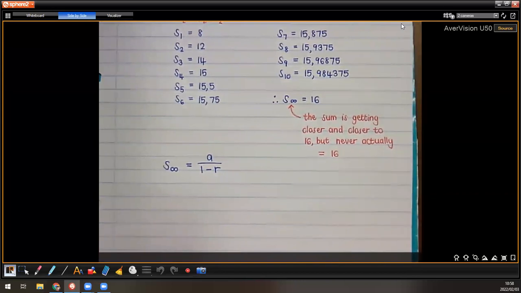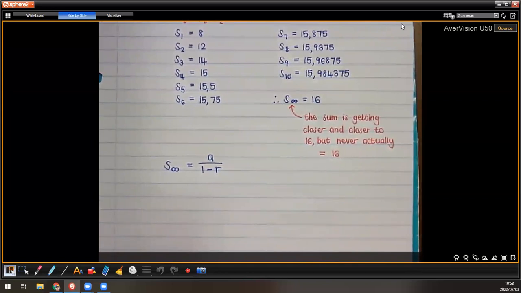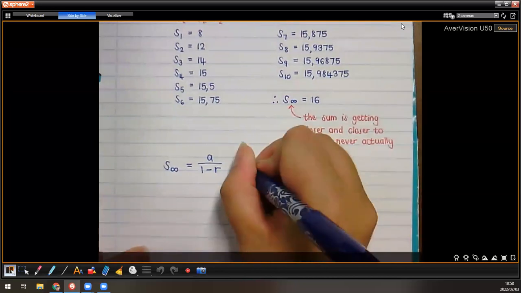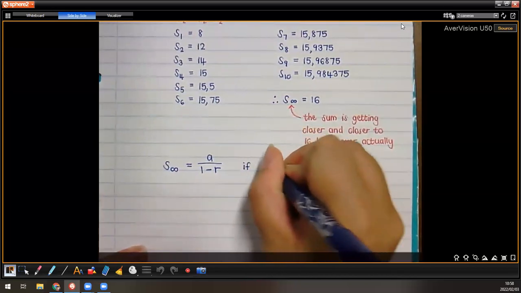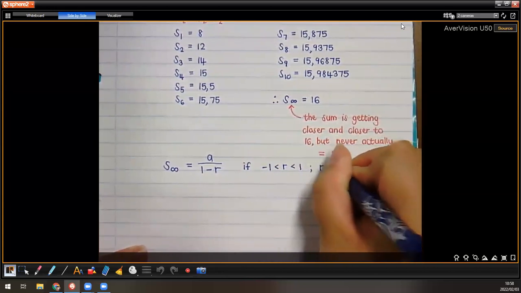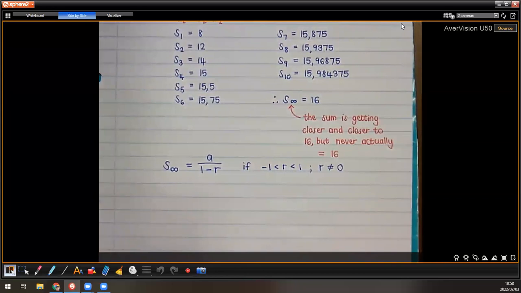For converging. Yeah. So guys, you can only use this formula, you can only calculate the sum to infinity if your ratio is a fraction, like we just discussed, okay? So this only will be applicable if your ratio is between -1 and 1, but not equal to 0. Let's just discuss that not equal to 0 thing. Because 0 is between -1 and 1, right? But we have to now say that this is not going to work if r is equal to 0.